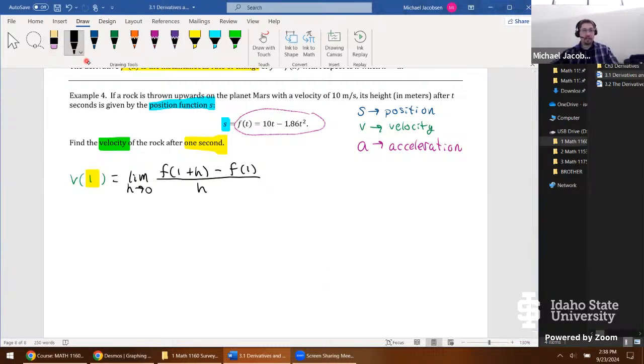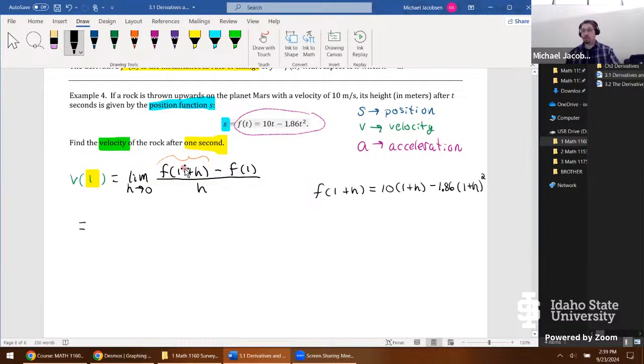So plugging it all in, here's how it's going to go. First, we have to take care of that part, f at 1 plus h. It's a degree 2 polynomial this time, so not as nasty as the first one we did on the notes. But let's separate that out as a computation on its own. F at 1 plus h is going to be, plug a 1 plus h in for t up here, so 10 times 1 plus h minus 1.86 times 1 plus h squared. Let me try to get that to fit a little bit better. Okay, just under the wire on the border of the page.